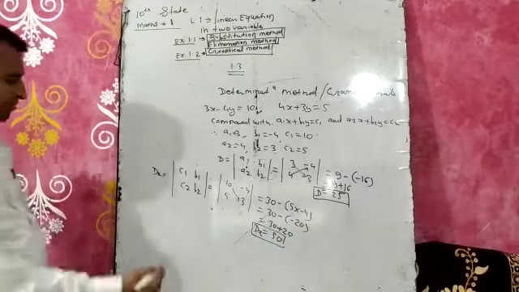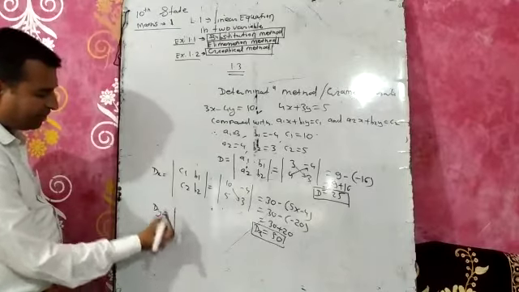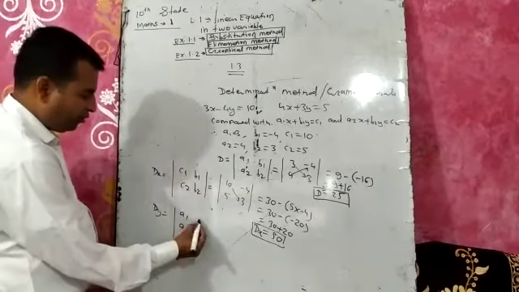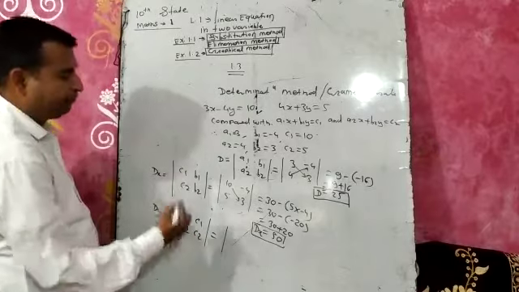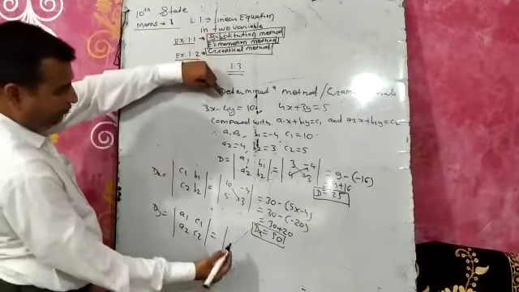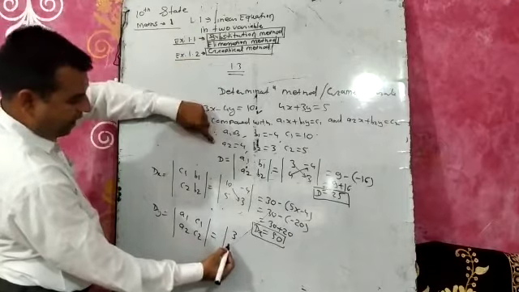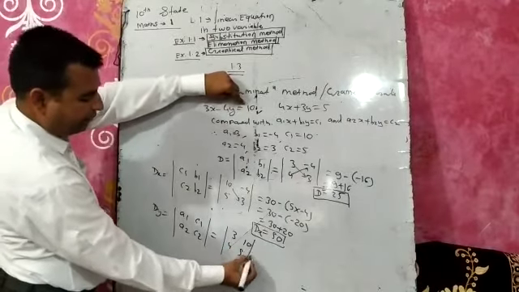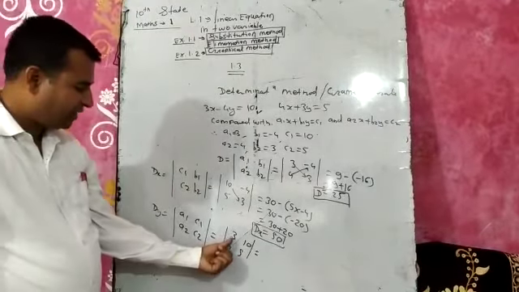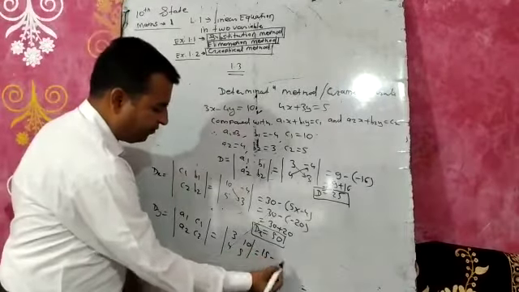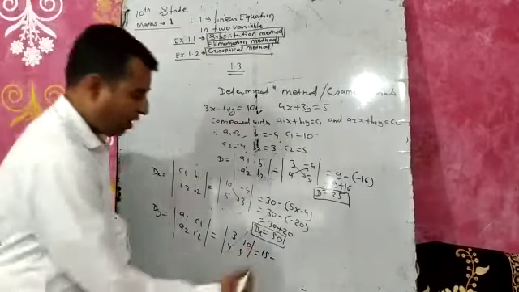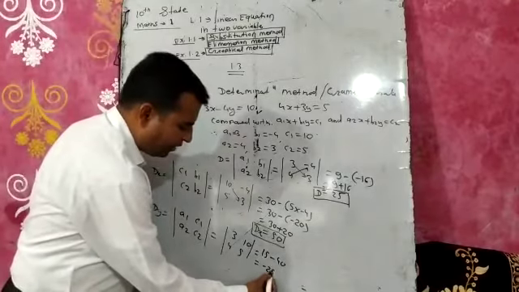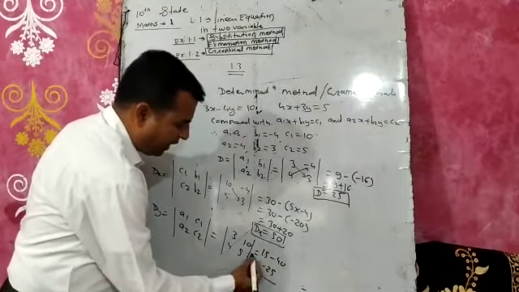Now the third step is Dy. How to find? Here B1, B2 are replaced by C1, C2. Put the values. Here A1, A2 are 3 and 4, C1, C2 are 10 and 5. 3 times 5 is 15, 4 times 10 is 40, 15 minus 40 is equal to minus 25. This is the value of Dy.